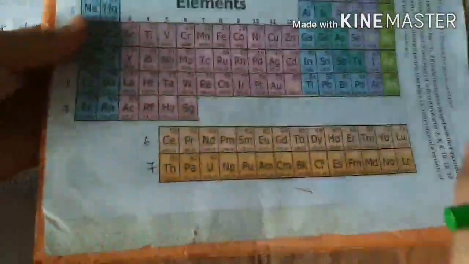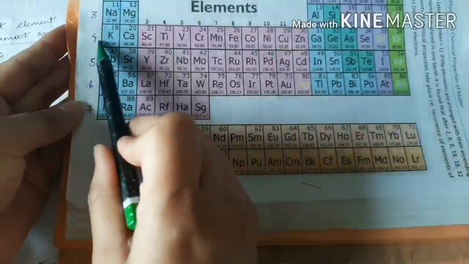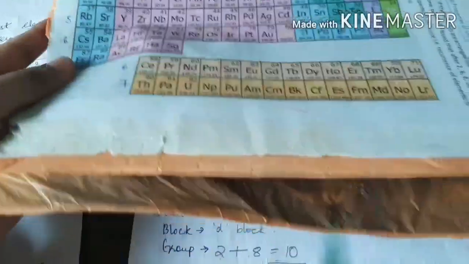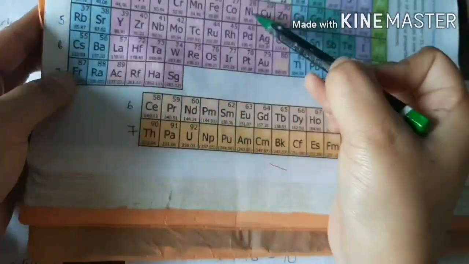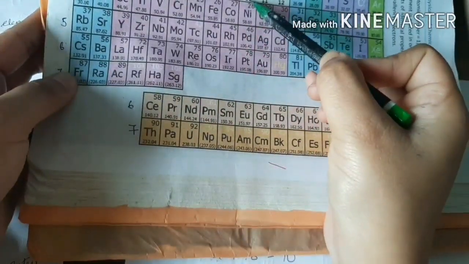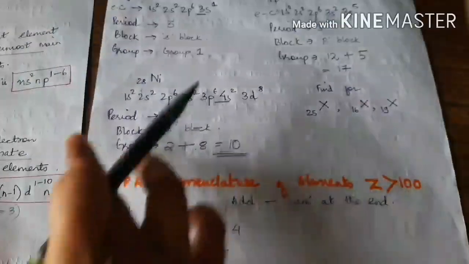Let's check. Nickel is out here. How much did we find out? Period 4. Have a look, nickel. Period is 4. Then the block, of course, it is D block. Then group 10. Did we find group 10? Yes, we found it. Group 10. So that is how you find out.